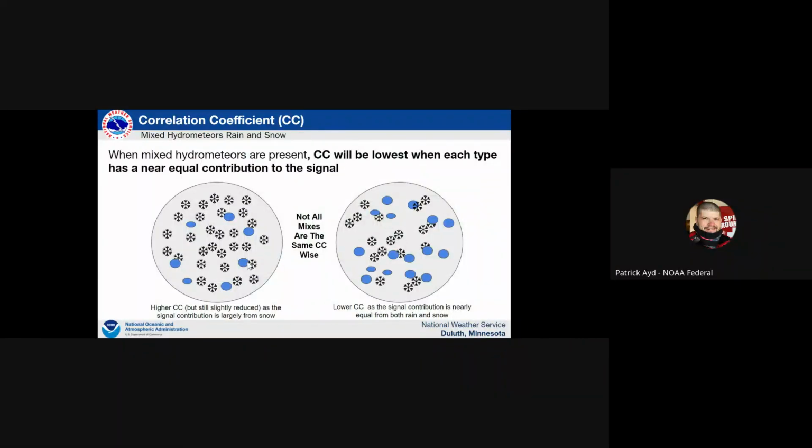Not all mixes are the same CC-wise. CC will be lowest when each type has a near equal contribution. So here's some Petri dishes, I guess, of hydrometeors. We see on the left that we're going to have a lot higher CC because for the most part, the signal's being dominated by snow. On the right, we're going to have a lower CC, even though they're both mixes. There's pretty much more equal contributions in the signal from rain versus snow, and thus we see a lower CC. So how reduced that CC is can tell you somewhat the proportions of how much mixing there is or isn't of the hydrometeor types.